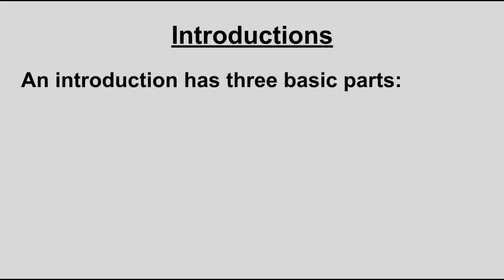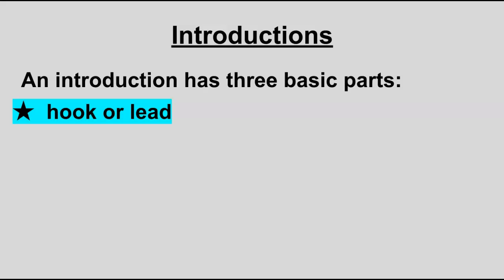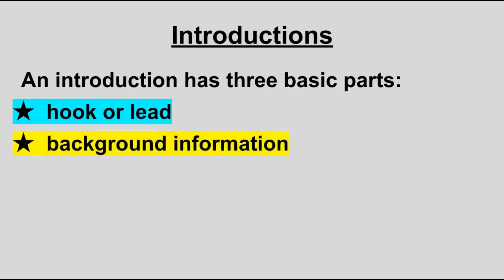Let's start with introductions. An introduction for an argumentative paper has three basic parts. We start off with the hook or the lead, and the purpose of this is to really catch your reader's attention. Then we're going to fill in with some background information. We're not going to give all of the details, but we're going to give a little bit more information about the topic so that your reader has a little bit more general understanding of what it is that you'll be discussing or trying to convince them of in your argumentative paper.